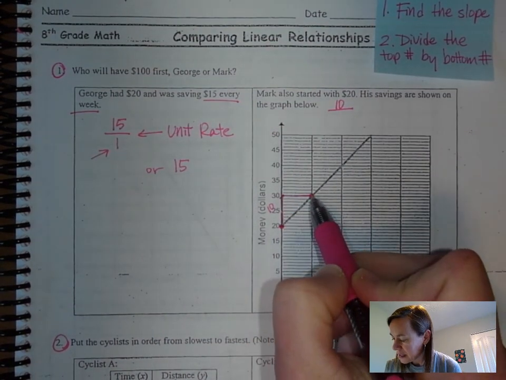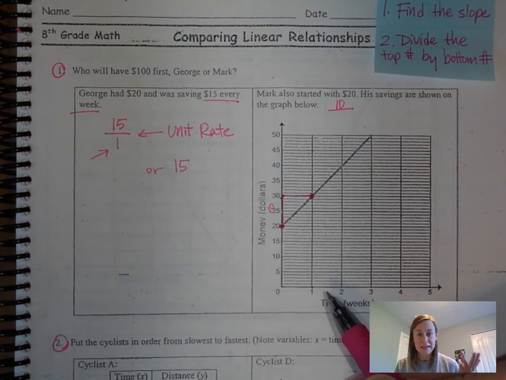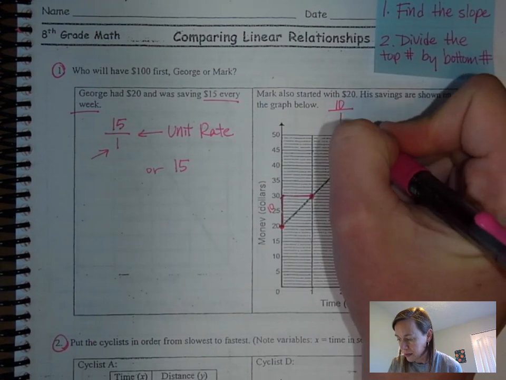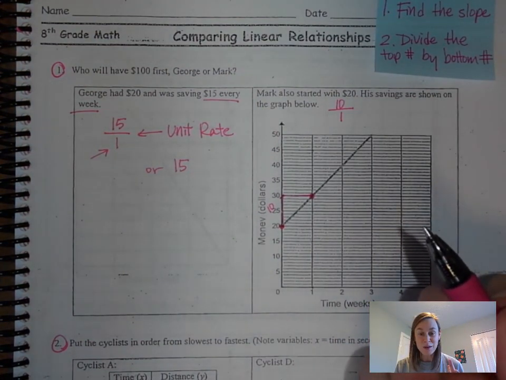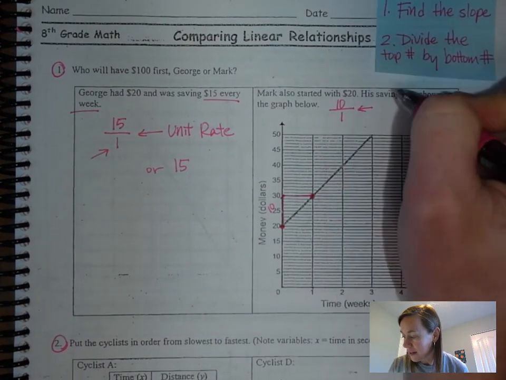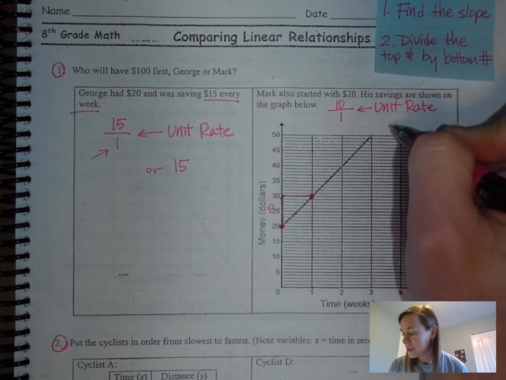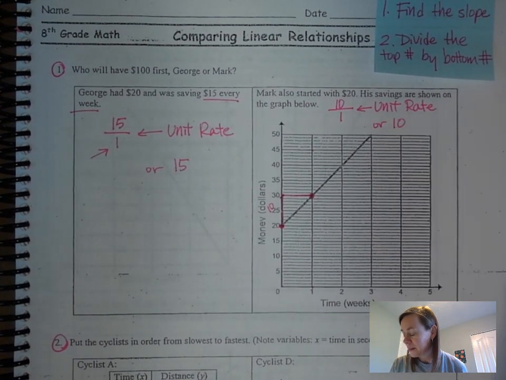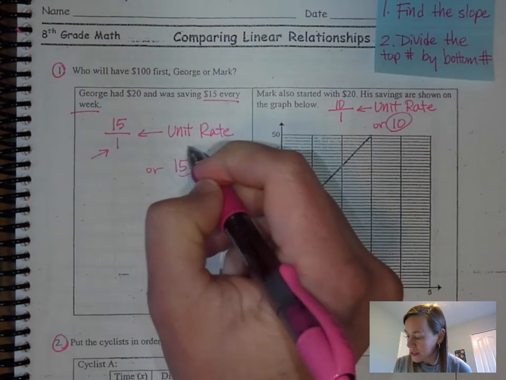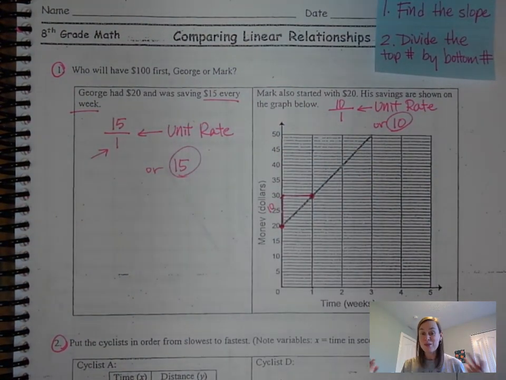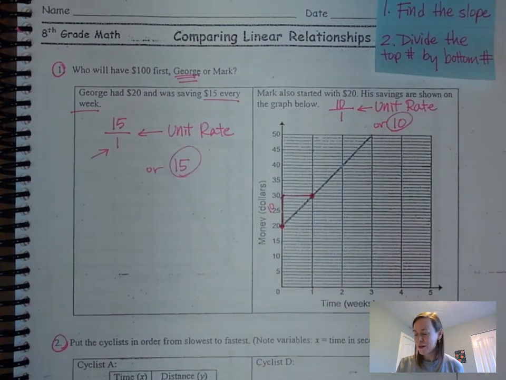And then how much are we increasing here? Let's look down at our units. We're going from 0 to 1. Oh, looks like we're only increasing by 1. So we have a 1 on our bottom number. So I was trying to find the slope, but now I see with a 1 on the bottom, it looks like we already have our unit rate. You could write it like this, or you could write it just as a 10. So if Mark is gaining by $10 a week, but George is gaining by $15 a week, who's going to get to 100 faster? That's right, it's going to be George.